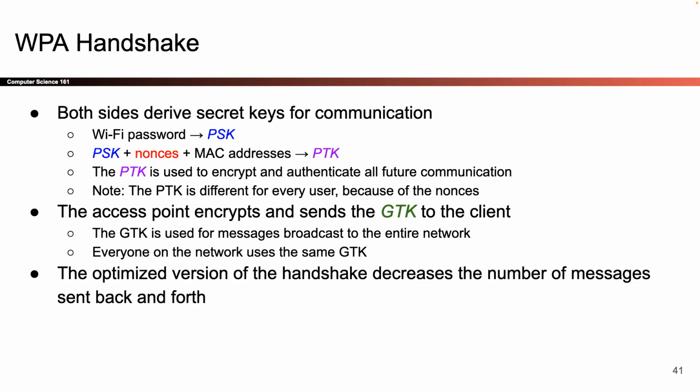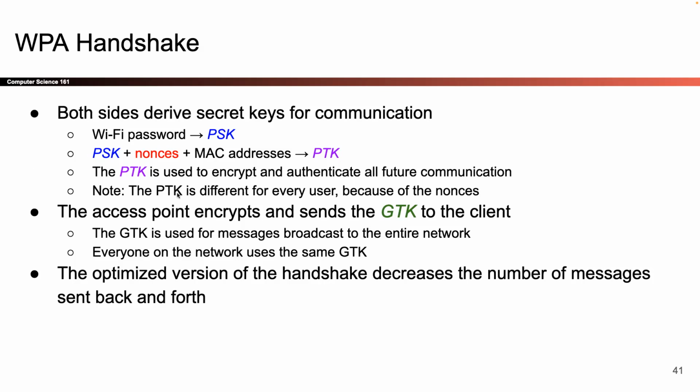They took the PSK in blue, the nonces that they exchanged in red, and the MAC addresses, and threw all of those things together to get the PTK in purple. And now the PTK can be used to encrypt all future communication. So if you ever want to talk to somebody on this network, you can encrypt the message using the PTK. You can send it to the access point. The access point knows how to decrypt it and then can send it to someone else in the local network. So the PTK can be used to encrypt communication, which is good.